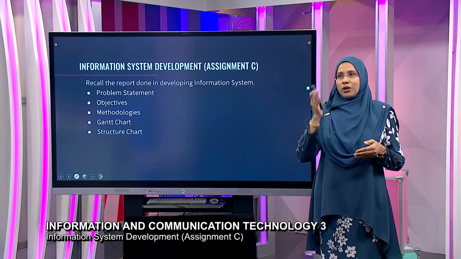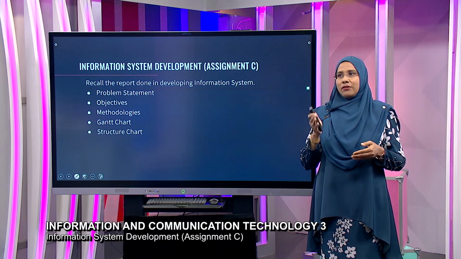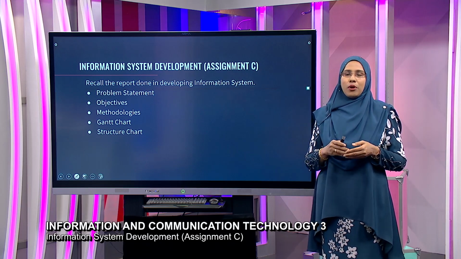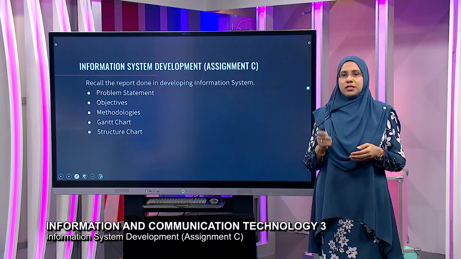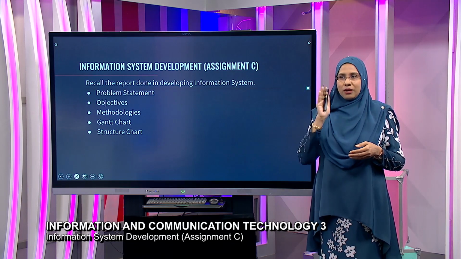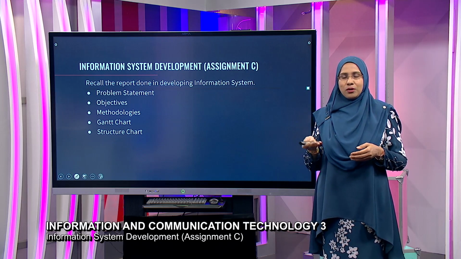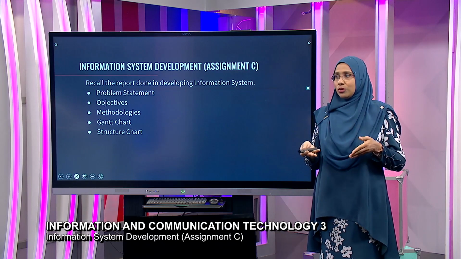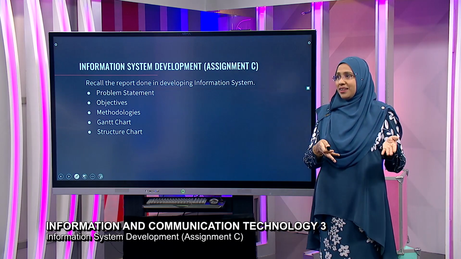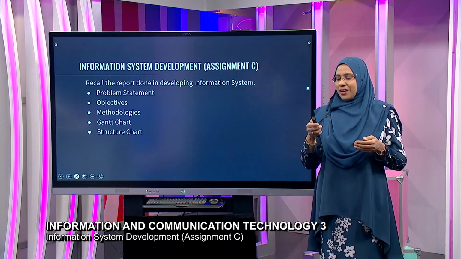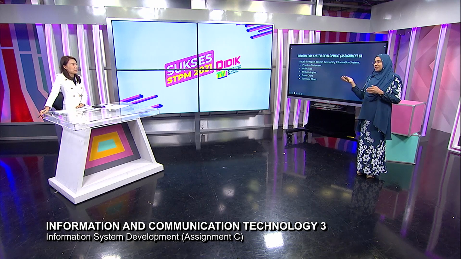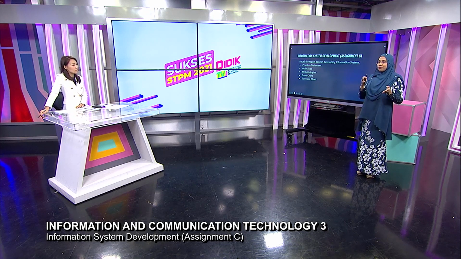So recall the report done in developing the information system. What have you done in your report, for example, problem statement, objective, methodologies, Gantt chart, structure chart? Why do they ask in the exam? Because they want to make sure you did this assignment yourself. If you did it yourself, then you will remember what you have done. Correct or not? Because we know students are very smart nowadays. They might ask help from outsiders to do the assignment because they have to produce an information system.